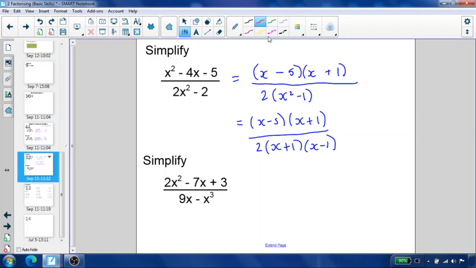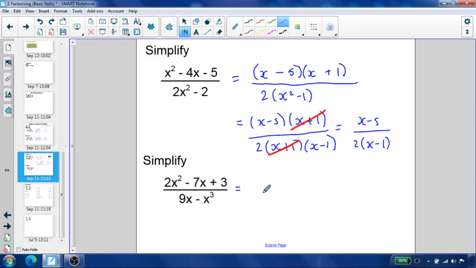So now we can cancel. I can cancel the x plus 1s. And we're left with x minus 5 over 2x minus 1. Now I'm going to leave the brackets as they are because it's simplified. We don't need to expand. We'll leave it as that.